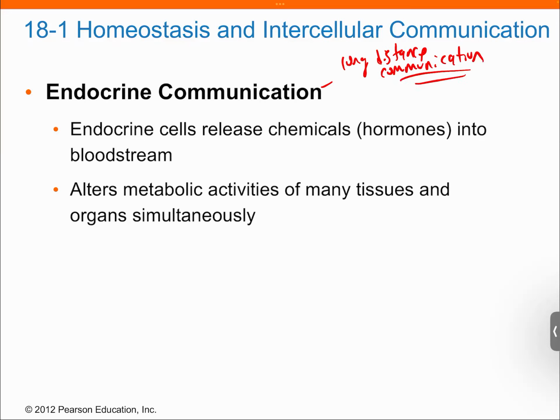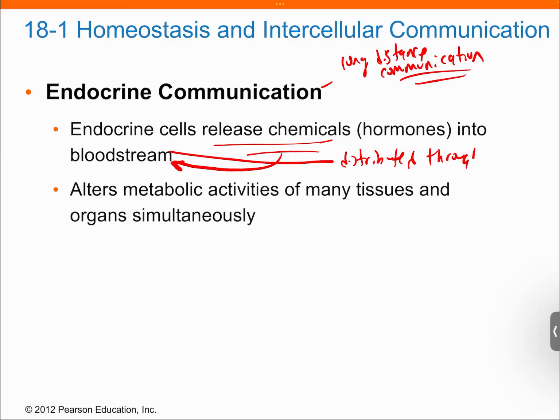Generally speaking, the chemicals that are released are dumped into the bloodstream, and from the bloodstream, they're distributed throughout the body. Just like if you were to drop a message in the mail, it gets distributed across the country or wherever it is that you're sending it, right? So that's like the endocrine approach. You're dumping it in the bloodstream for distribution.